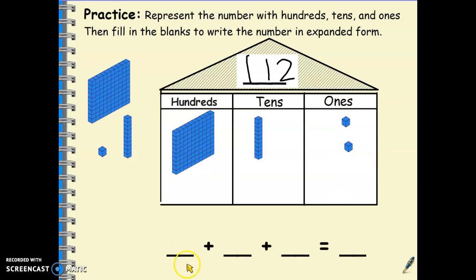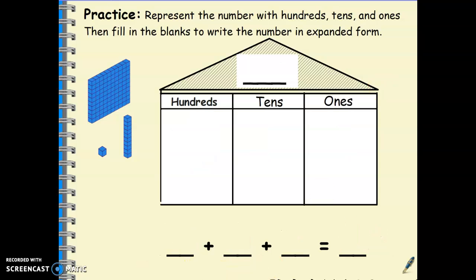So how do we write this in expanded form? Expanded form is that we write the number based on the value of each digit. So in the hundreds place, we have 100. I write 100. In the tens place, we have 10. And in the ones place, we have 2. So 100 plus 10 plus 2 equals 112.